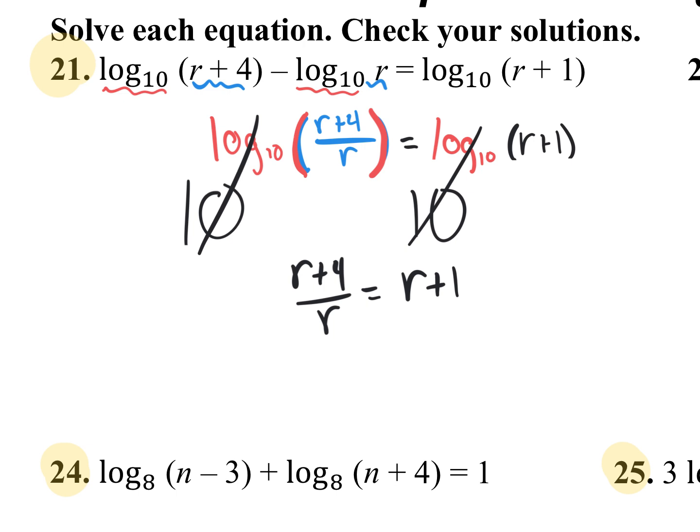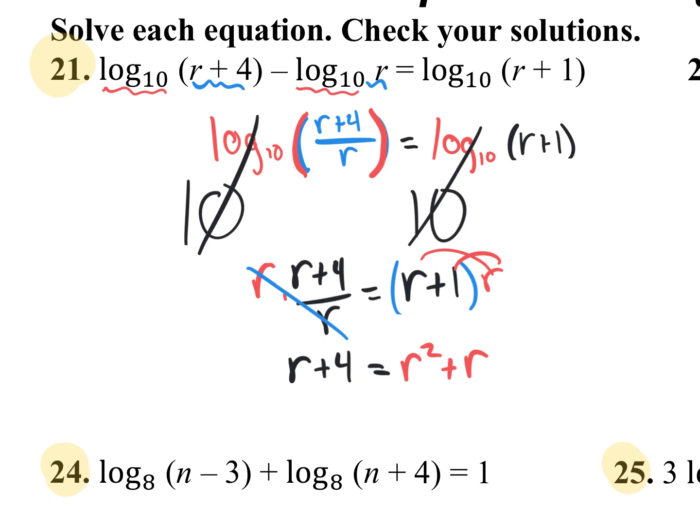Now, the problem here is when you try to solve for r, there's r in the denominator of a fraction, and you don't want r in the denominator of a fraction. So you're going to have to multiply both sides by r. So you're going to multiply by r, and that cancels out. But you also have to multiply the other side by r, and I'm talking about the whole thing. You got to multiply it by r. So you're going to distribute, and you're going to have, on the left side, an r plus 4. You have the equal sign, but now you're going to have an r squared plus 1r.